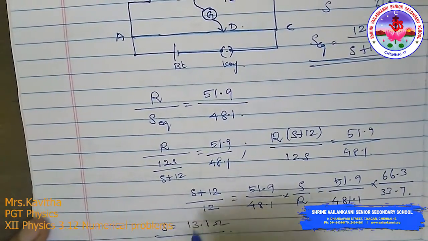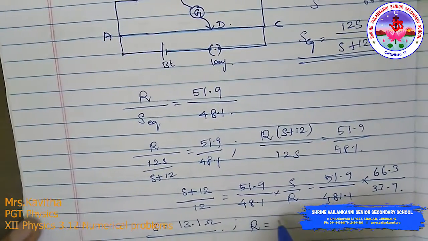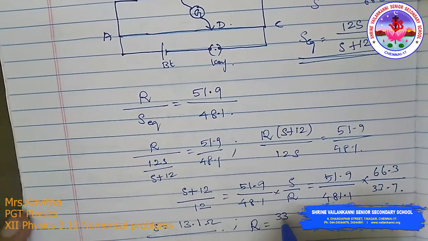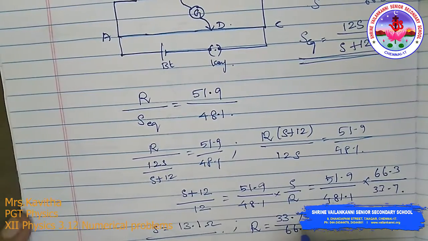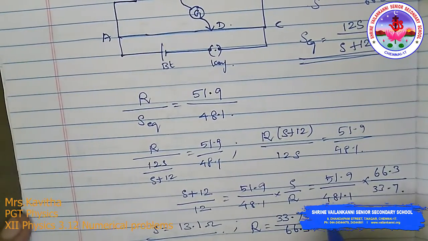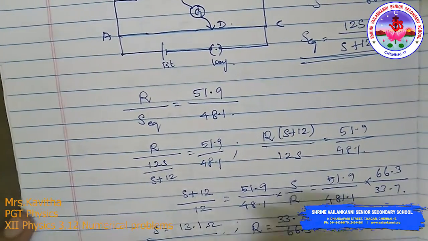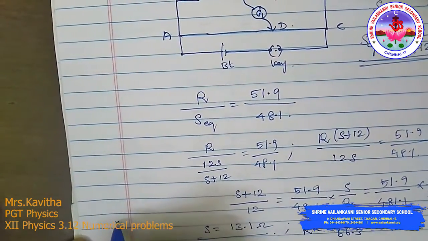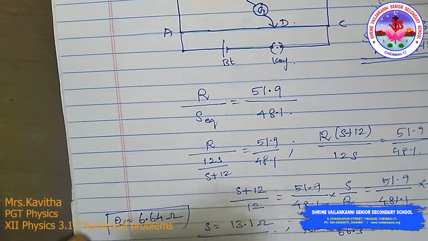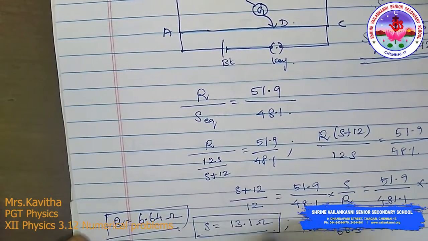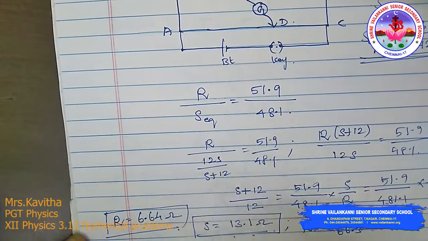By applying this S, we can get the R value. R is equal to 33.7 by 66.3 into S here, okay, 13.1. See, by simplifying this, we will get the value of R, which is equal to 6.64 ohm. So the S value is 13.1, and the R value is equal to 6.64.